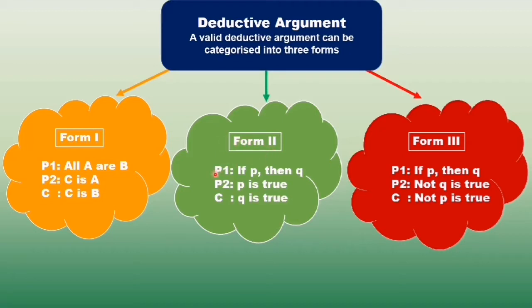Argument form 2. Premise 1, if P then Q. Premise 2, P is true. Conclusion, Q is true. So follow the sequence also, P first, followed by Q. Argument form 3. Premise 1, if P then Q. Premise 2, not Q is true. Conclusion, not P is true. So now you write Q first, followed by P.